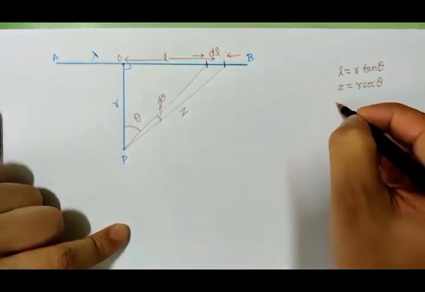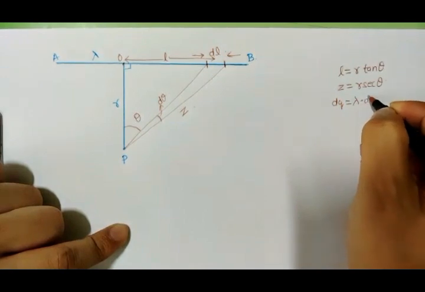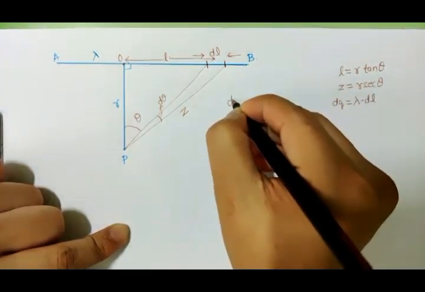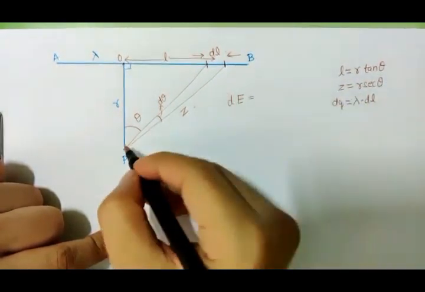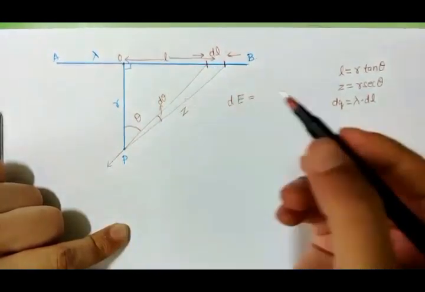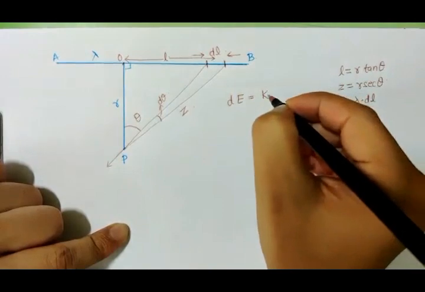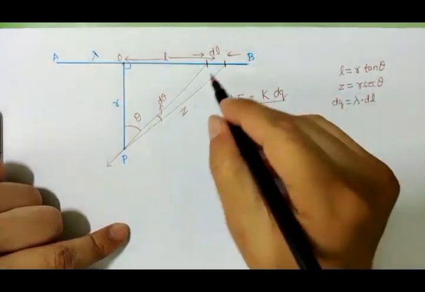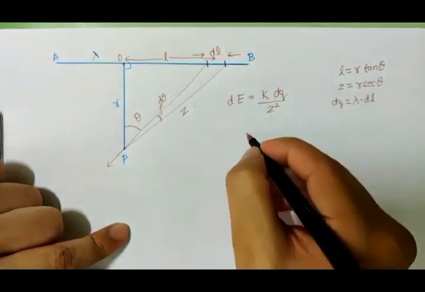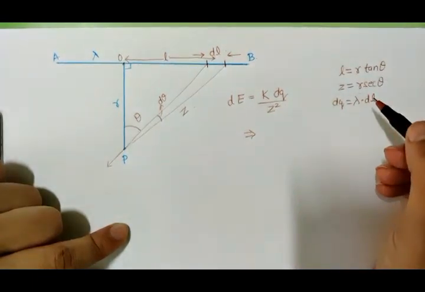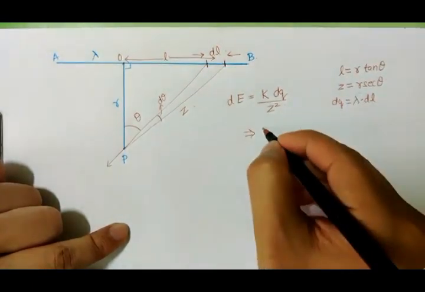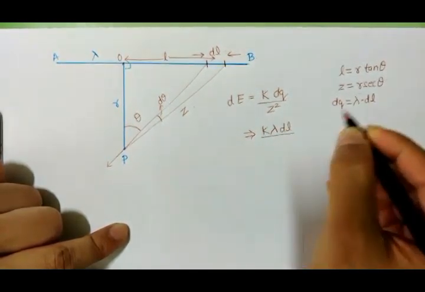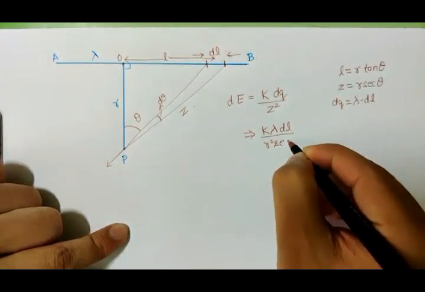The charge on this section will be equal to lambda into dl, charge per unit length multiplied by the length. Now using Coulomb's law, I can write that the small electric field due to this particular section will be K, the Coulomb constant, dq, charge on the section, divided by distance squared, which is z squared. If I put all the values, it will look something like this: K lambda dl divided by r square sec square theta.